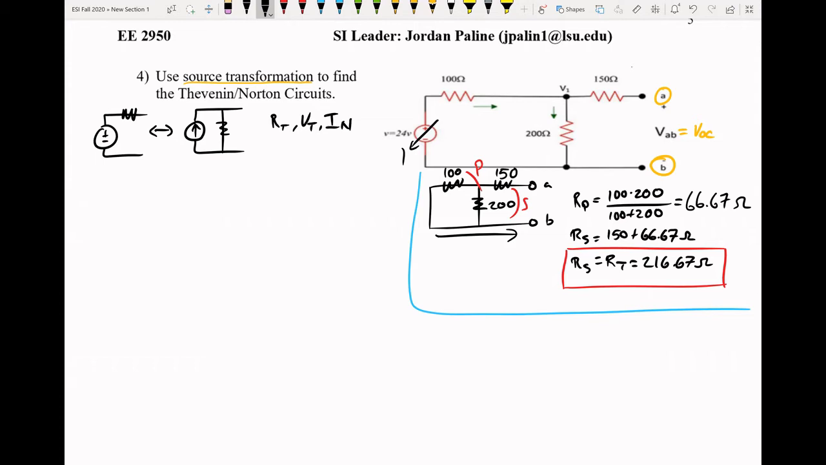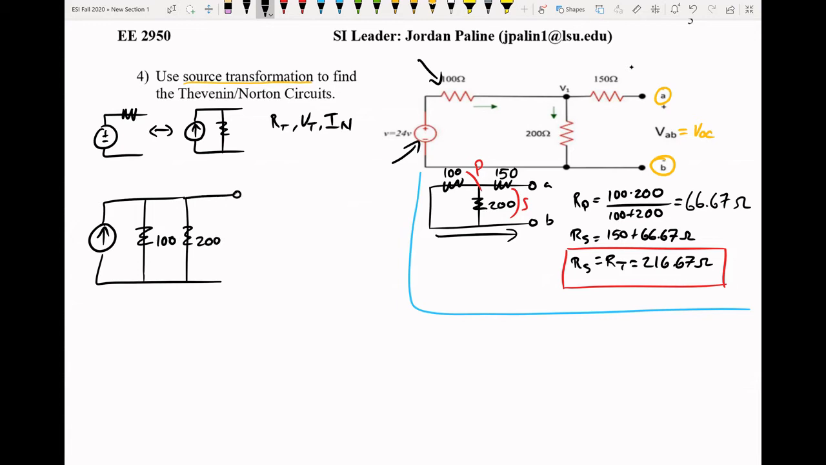So if we want to use source transformation, what we'll do is take the original circuit, and we see that we have a battery, and then we also have a series resistance. And what we'll do is come over here, we'll replace the battery with a current source, and we'll bring the resistance down in parallel with it. And we will drop the rest of these in here. This will be B, this will be A, and now this will be I.